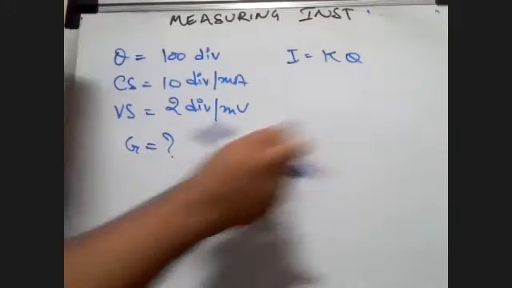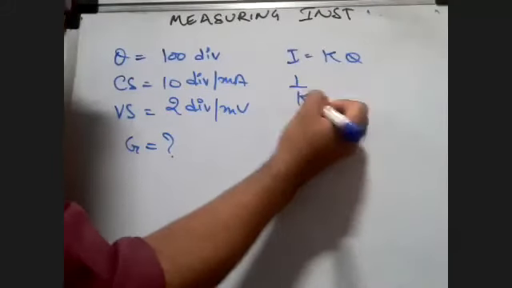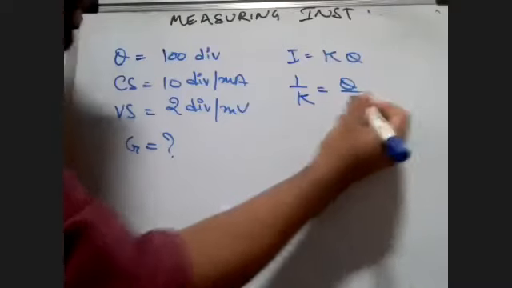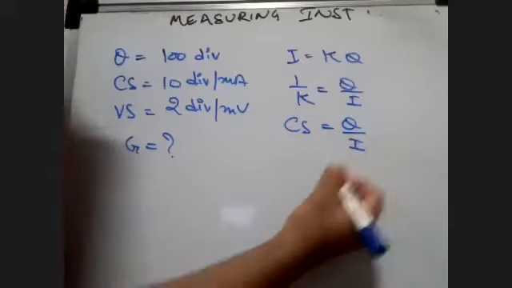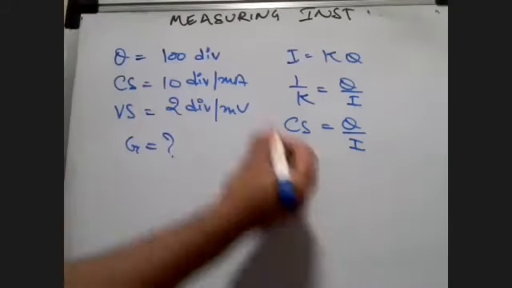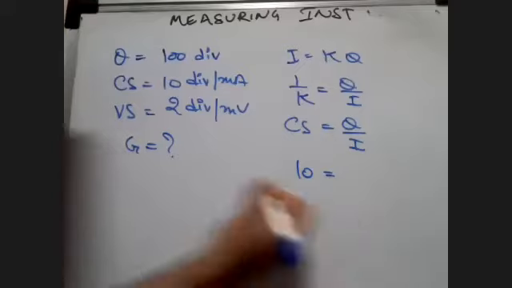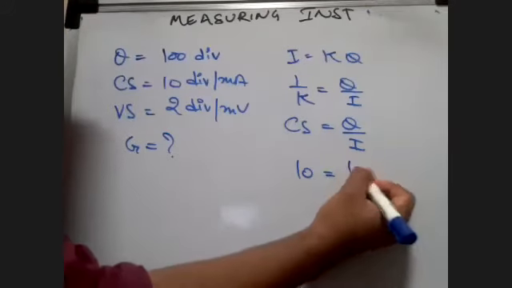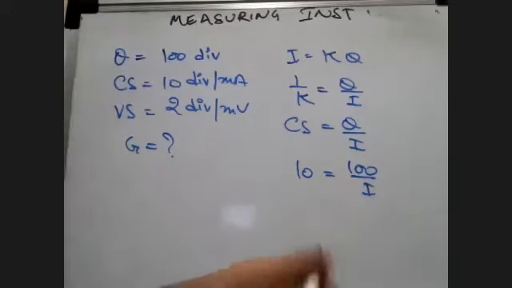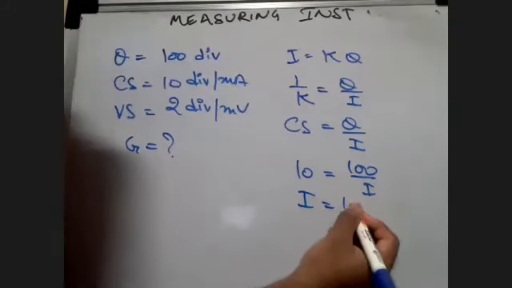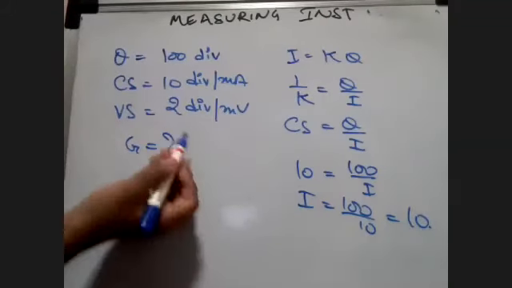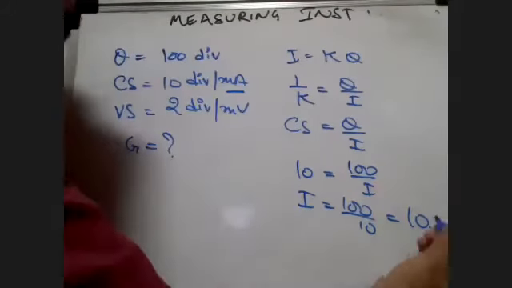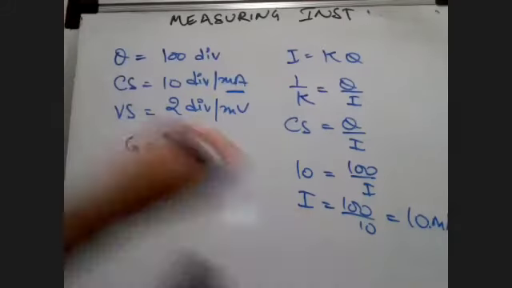So I is equal to K times theta. So in that case, 1 by K is simply theta by I, which is basically the current sensitivity. We have been given current sensitivity to be equal to 10, theta to be given as 100. So what will be I? We can find out I is basically equal to 100 by 10, which is basically 10. But 10 what? Milliampere. That is important. Units are important. Don't write ampere there.